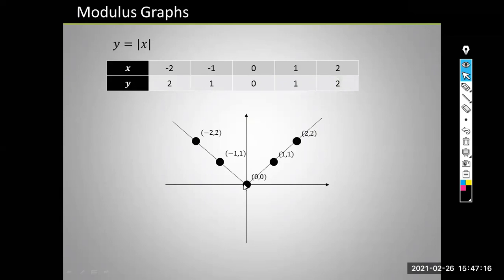Okay, so the modulus graph is a sharp graph. It's not a curvy curve. For a modulus graph, it's a V-shaped graph. Okay, modulus is a V shape. It cannot be on the negative part of the graph unless you have another constant outside of the modulus sign. So for this case, everything is inside of the modulus sign, so everything will be above the x-axis, on the positive side of the graph.